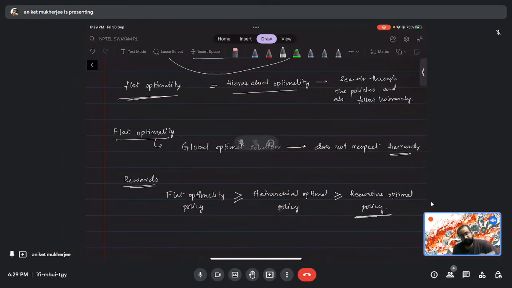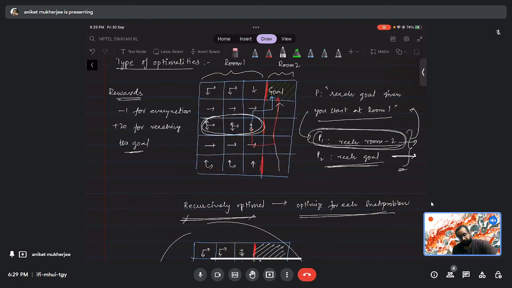So recursively optimal policy is the policy where you just try to find the optimal policies of the subproblems of a problem, not the whole problem, just the subproblems. So finding the optimal solutions for the subproblems does not imply that you have an optimal solution for the whole problem. Example here: you have an optimal policy for subproblem 1 and an optimal policy for subproblem 2. But as you saw here, those two optimal policies combined did not give an optimal policy for the main problem.